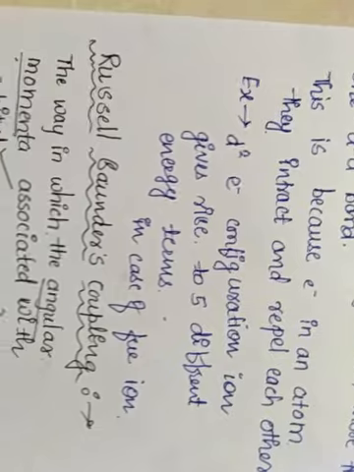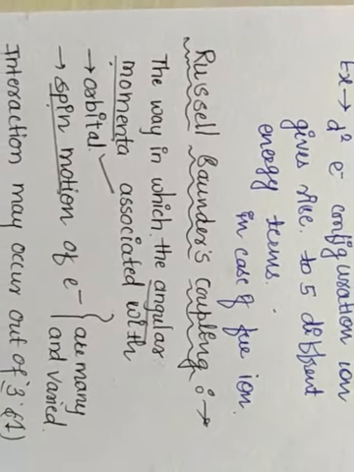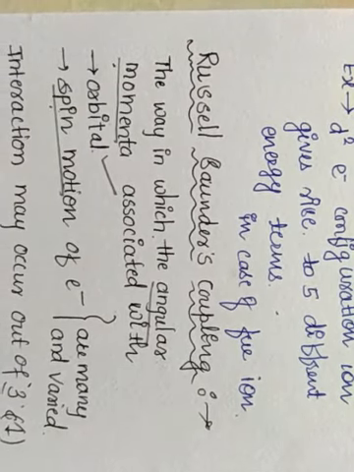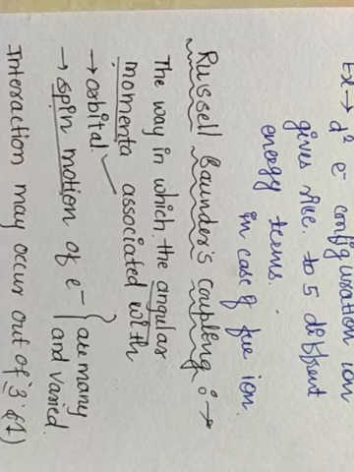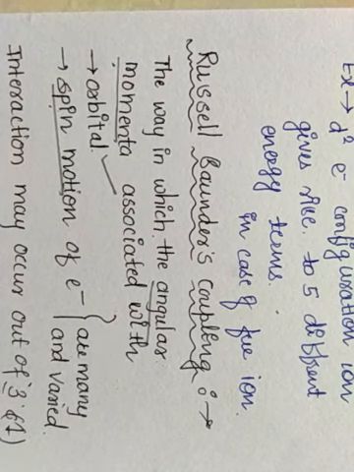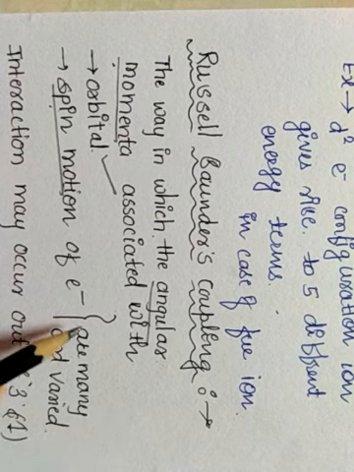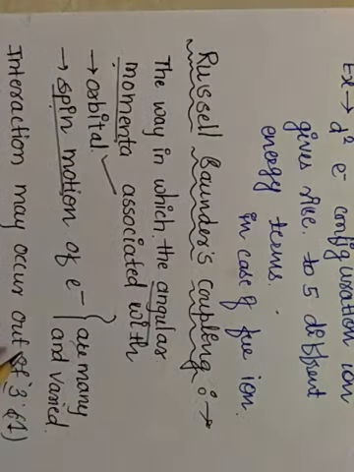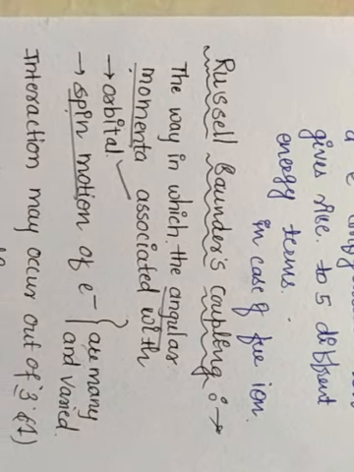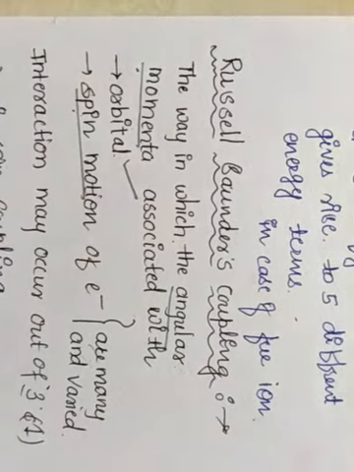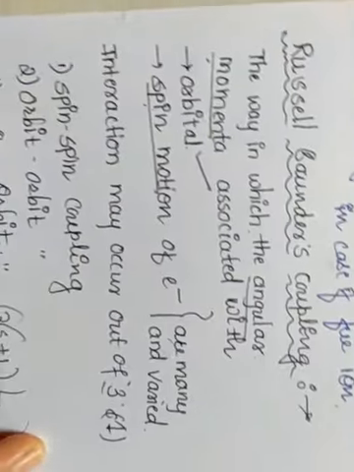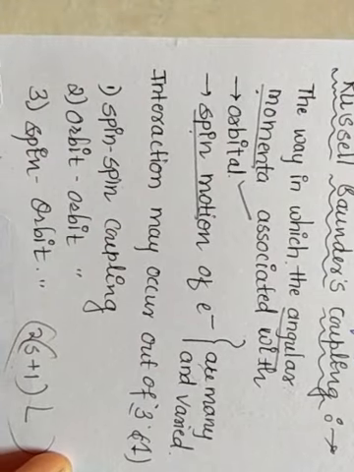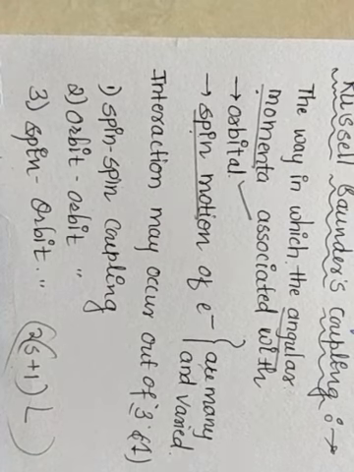Next we saw about Russell-Saunders coupling. So what is this particular Russell-Saunders coupling? It is the way in which the angular momenta associated with the orbital and spin motion of electrons may vary in different ways. And the interaction may occur out of these three, that is spin-spin, orbit-orbit and spin-orbit. So these three interactions may occur over here.